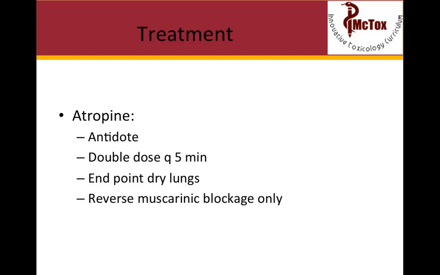The dose of atropine should be doubled every 5 minutes, until the chest is clear of secretions and there is good ventilation. It should be noted that atropine reverses the peripheral muscarinic effects of cholinergics only.